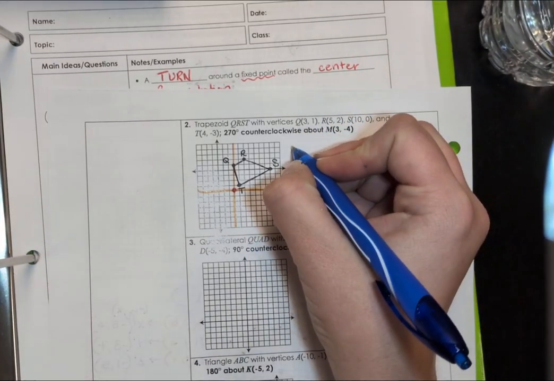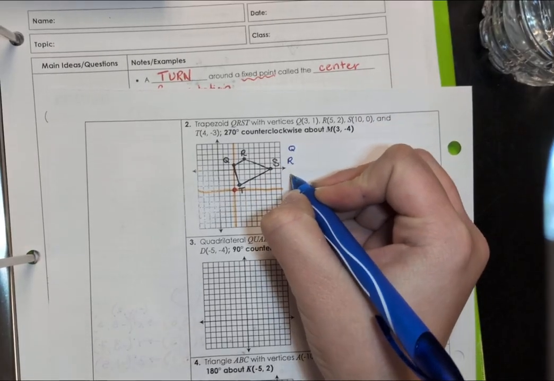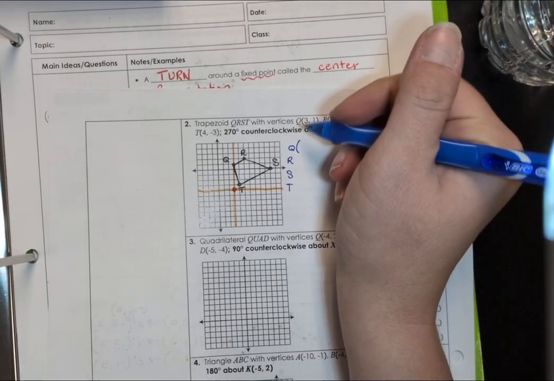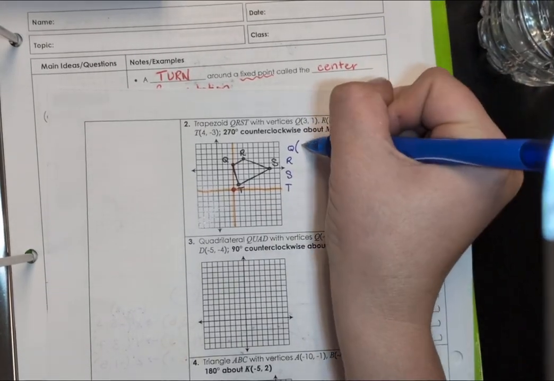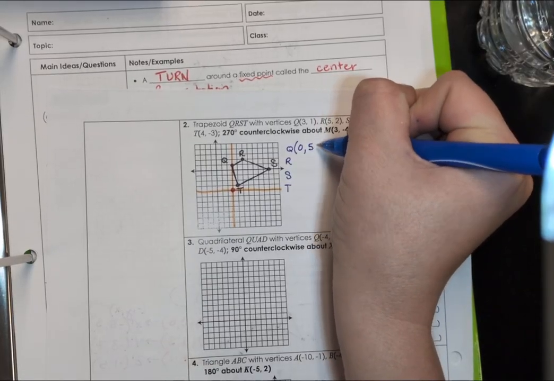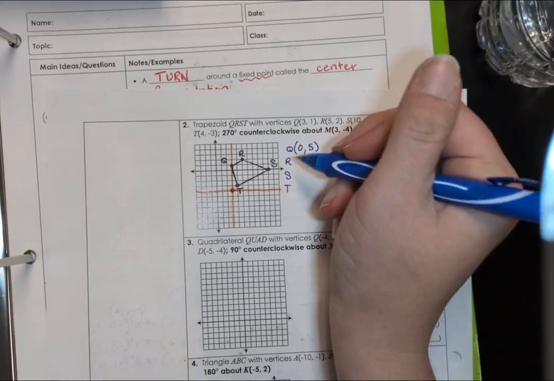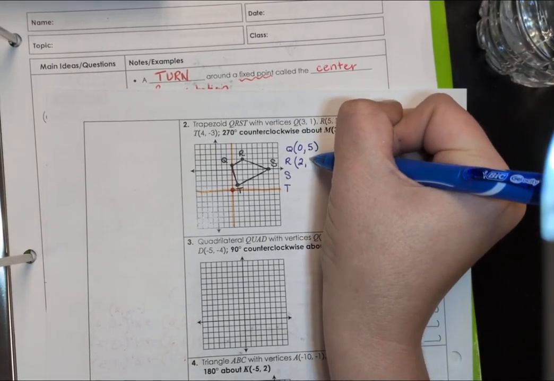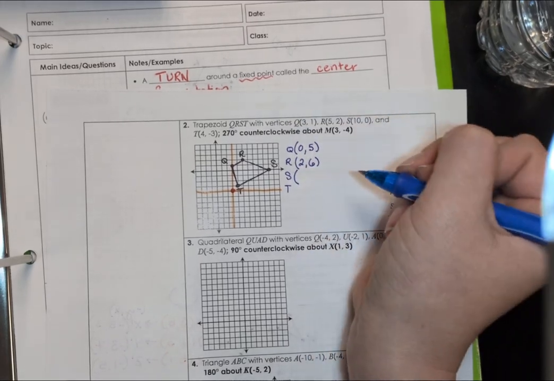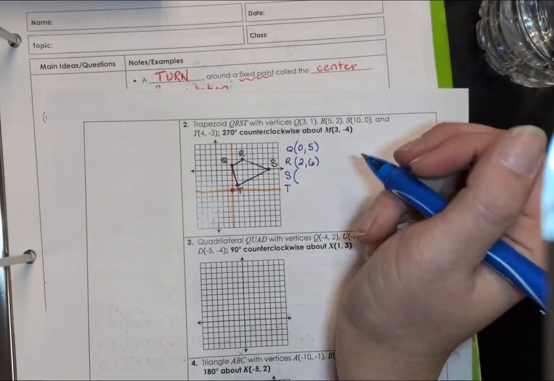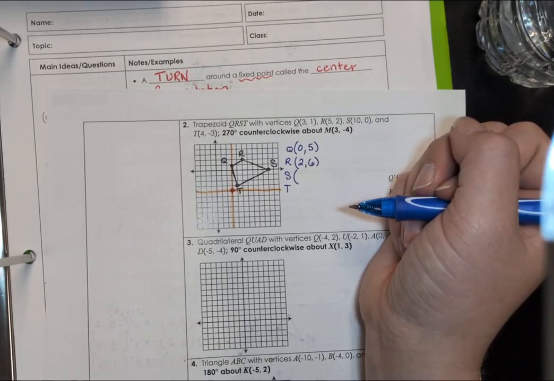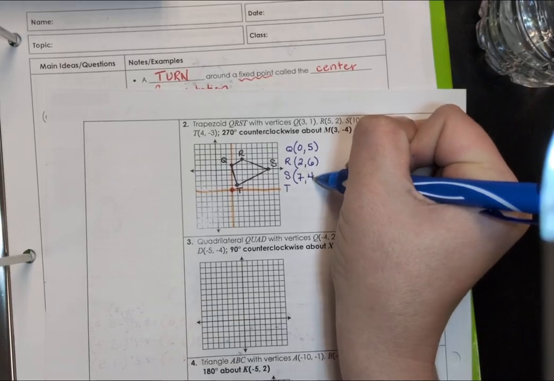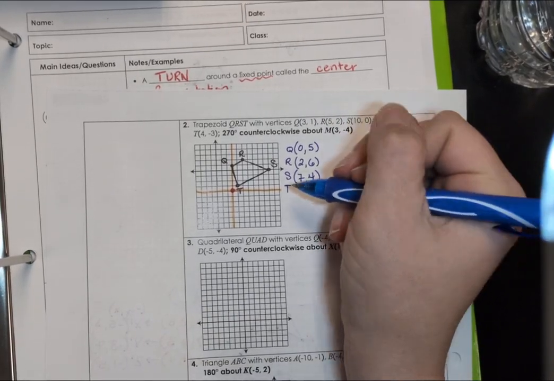Recount points, okay. So I need Q, R, S, and T. So where is Q at using the fake origin? 0, 0.5. Okay. What about R? 2, 6. 7, 4. And then T is 1, 1.